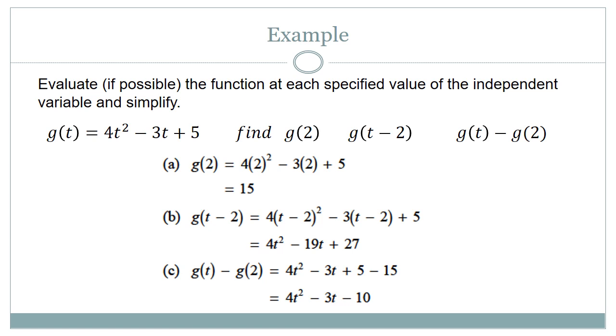The last one, we're supposed to put in t. We're supposed to actually just leave it, g of t, so that's 4t squared minus 3t plus 5. And subtract from that g of 2, which we already found in part A, that's 15. And when we do that, we get 4t squared minus 3t minus 10.